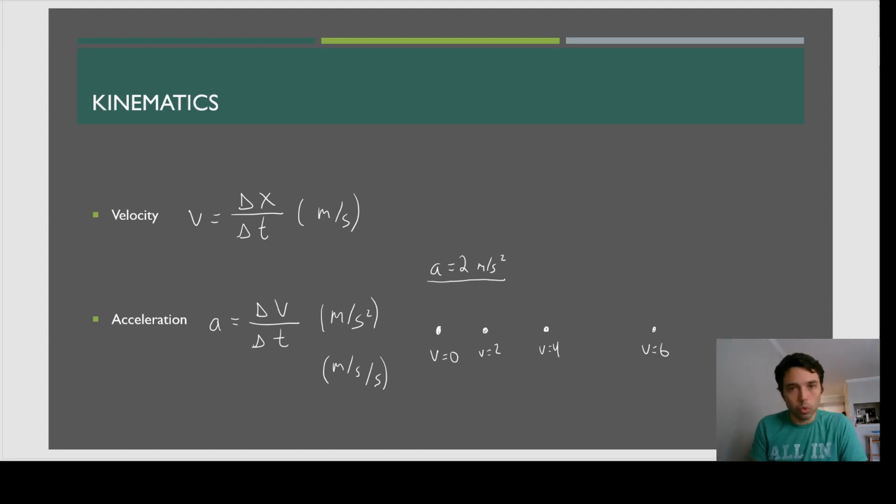It was always 2. Okay, a lot of times students get confused and they think, oh, I'm speeding up, so my acceleration is increasing. No, your acceleration is constant. Your velocity is increasing, right? Because that's what acceleration is, a change in your velocity.